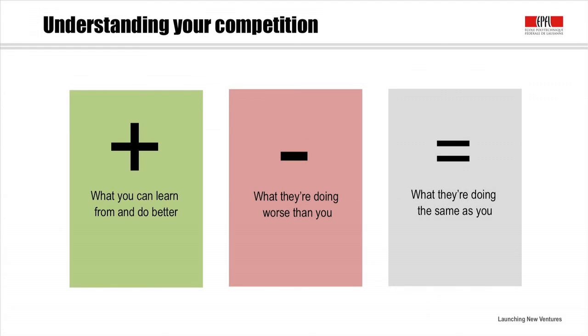Ultimately, it comes down to three main insights. First, what can you learn from your competition and do better? Second, what is my competition doing not as well as I'm doing it or plan on doing it? And third, what are they doing equally well as you are? So if you look at all three elements, these elements provide you with points on where to improve, also where you could potentially beat your competition.